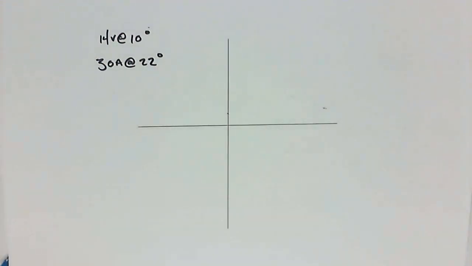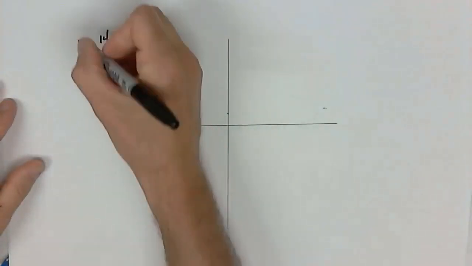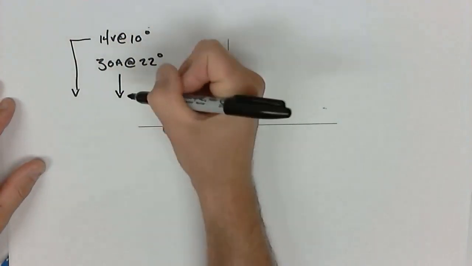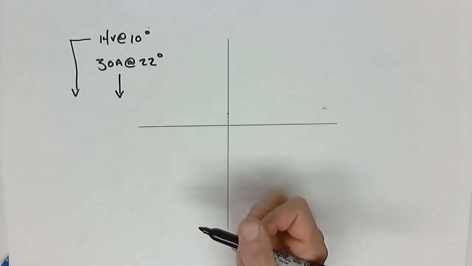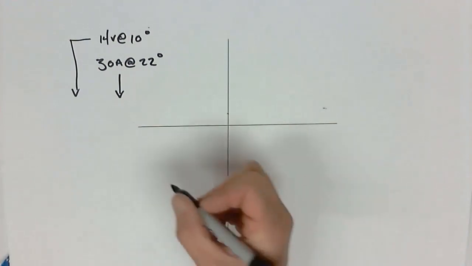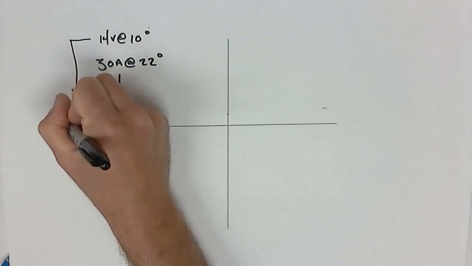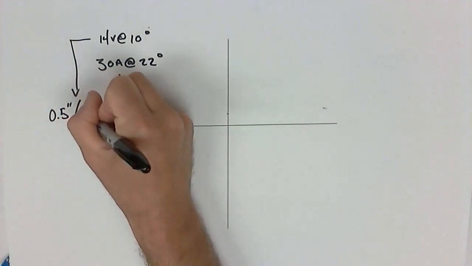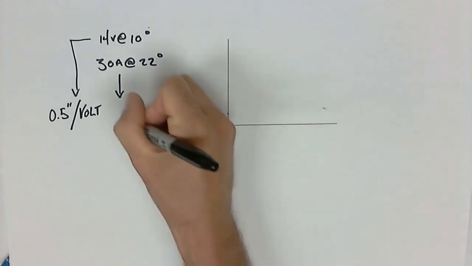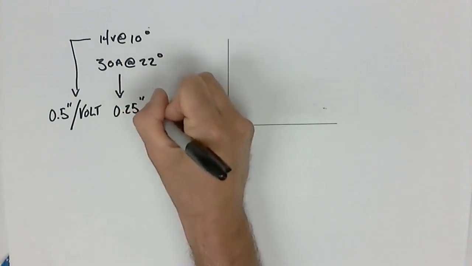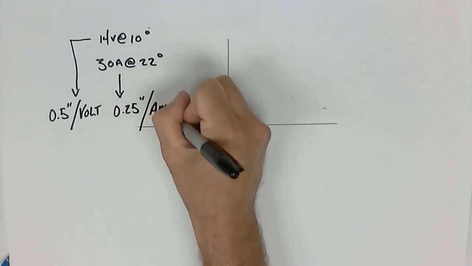All right, so what we need is something called a scale. A scale, how long we're going to draw each of these phasors. And so because I have voltage and I have current, I'm going to have two separate scales. These ones are going to be two different values. For the voltage, I'm going to use imperial, and I'm going to say 0.5 inches per volt. And for the current value, I'm going to say 0.25 inches per amp.